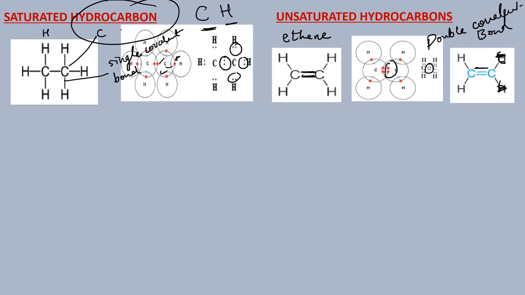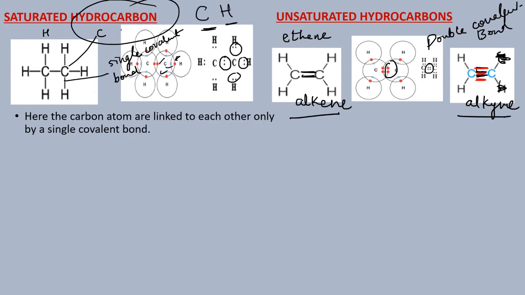So it will form either alkene or alkyne. Alkene means there is a double bond in the hydrocarbon, and alkyne means there is a triple bond between the carbon atoms in order to satisfy the valency. Now we'll go with the point-wise differentiation between saturated hydrocarbon and unsaturated.